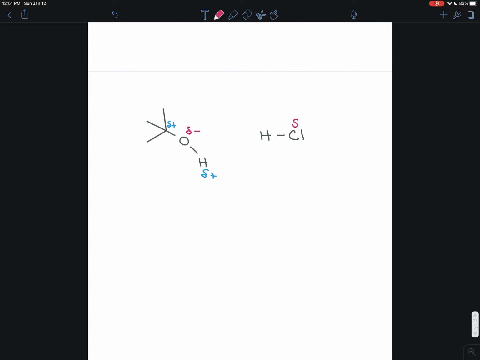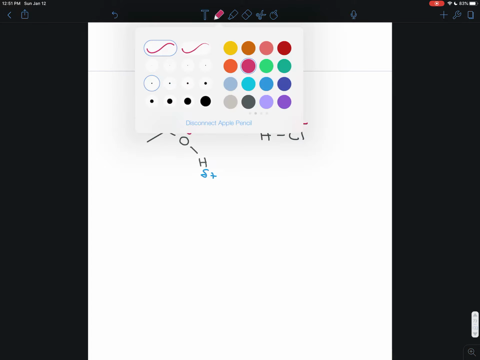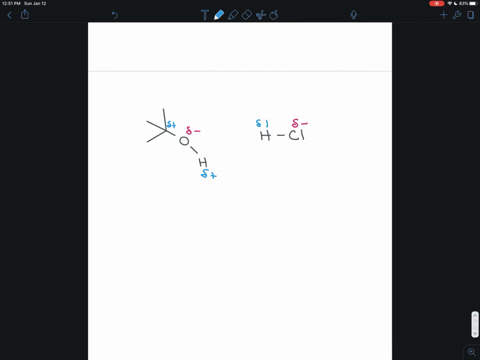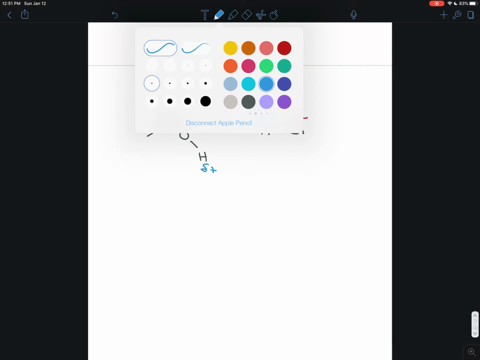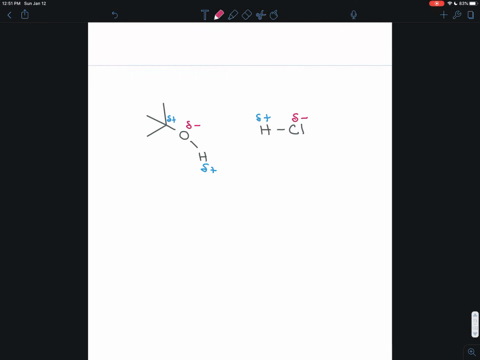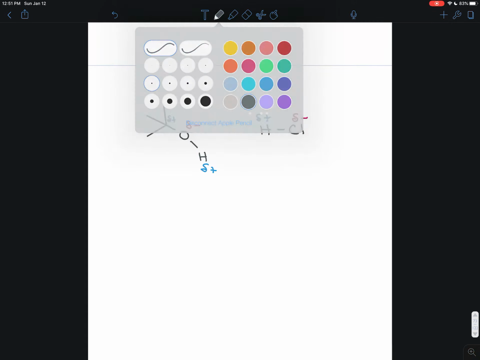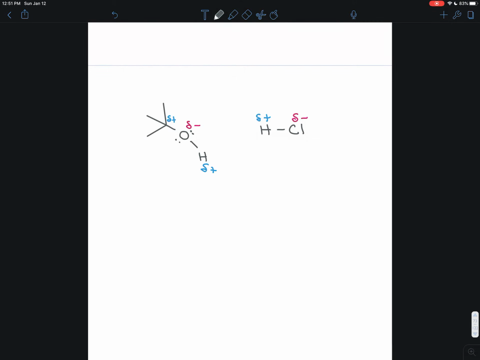So this chlorine will pull electrons to itself, become slightly negative, and the hydrogen will become slightly positive. So when you look at these two molecules and you're trying to think about how they're going to interact, you're thinking about how these opposite charges can connect with each other. Now this oxygen in this alcohol, which has a slightly negative charge, is going to be very attracted to the slightly positive charge on the hydrogen there.